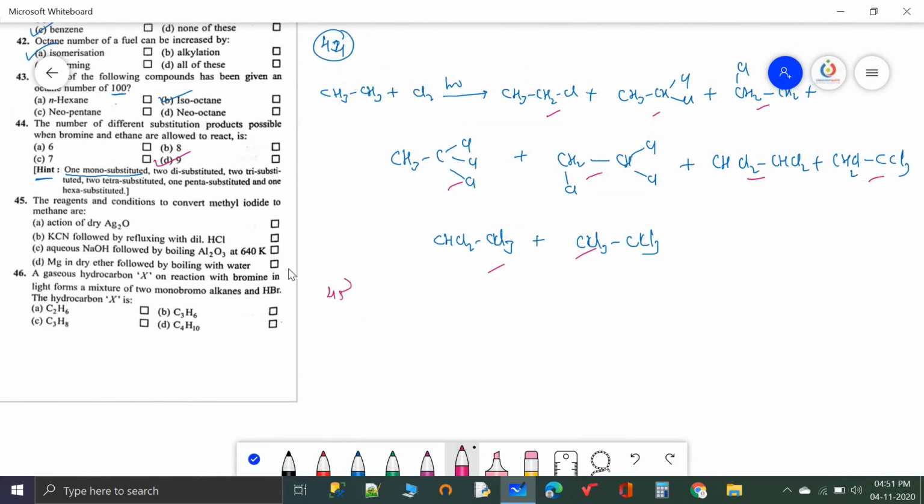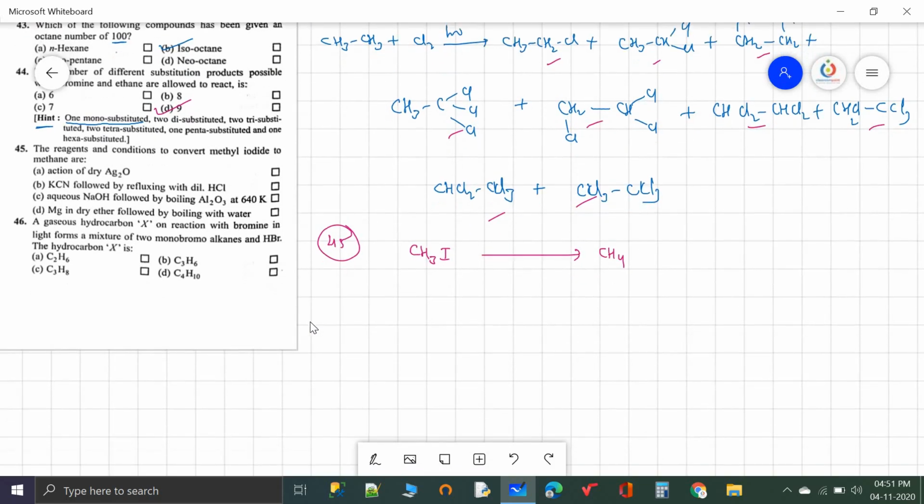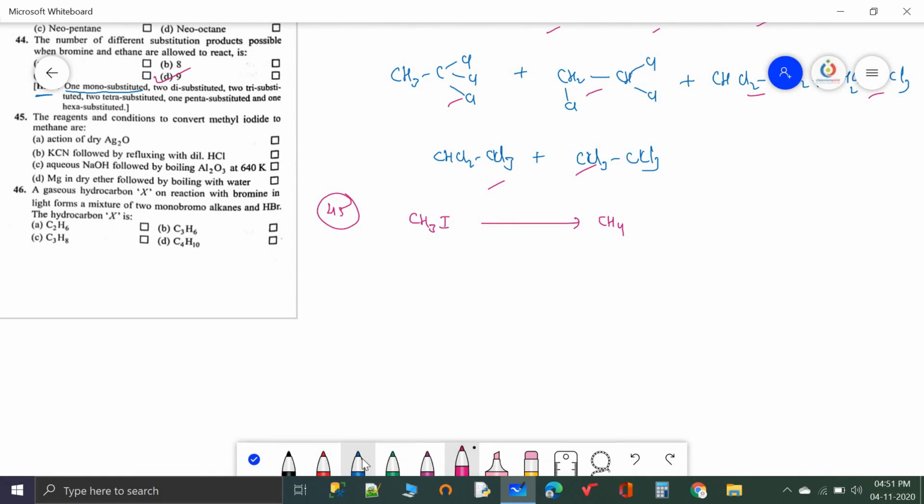45. The reagents and conditions to convert methyl iodide to methane are? In this particular question, we have to convert methyl iodide to methane. So what reagents have they given? Let's discuss each and every one of these reagents. First of all, methyl iodide is treated with Ag2O. If Ag2O is used, then we get dimethyl ether.